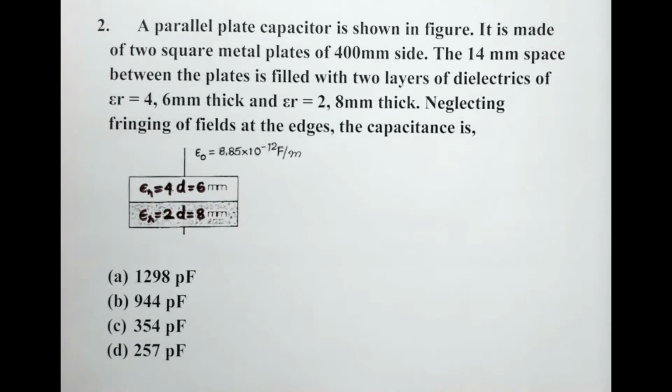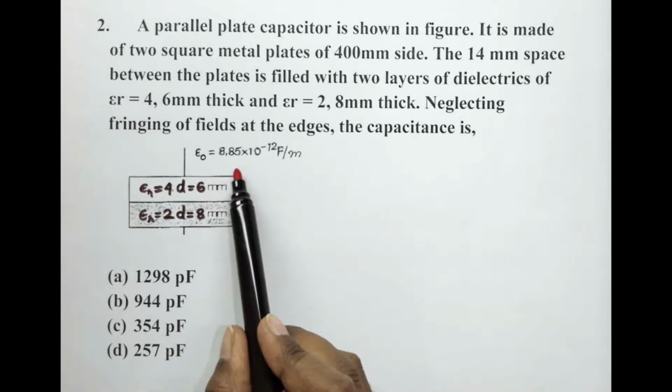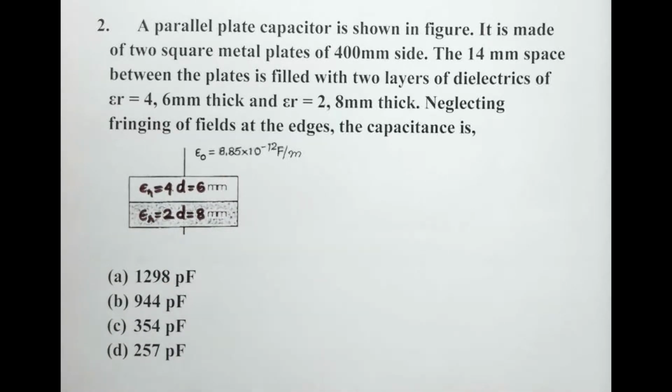We have our four options given to us. The options say that A is 1298 picofarads, B is 944 picofarads, C 354 picofarads, and D 257 picofarads. Alright, so here in the figure you will notice that we have two plates and epsilon r and the distance has been given, the thickness has been given. And here epsilon naught value is 8.85 into 10 power minus 12.